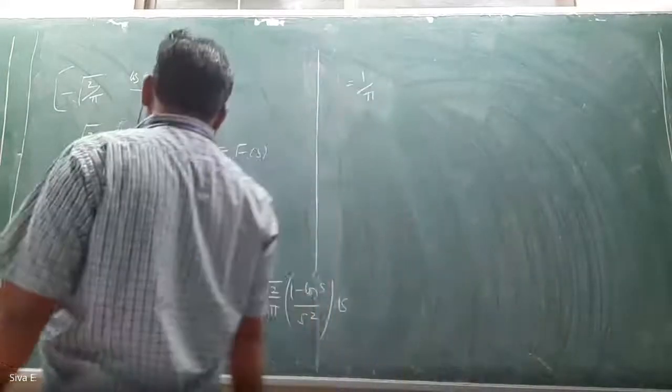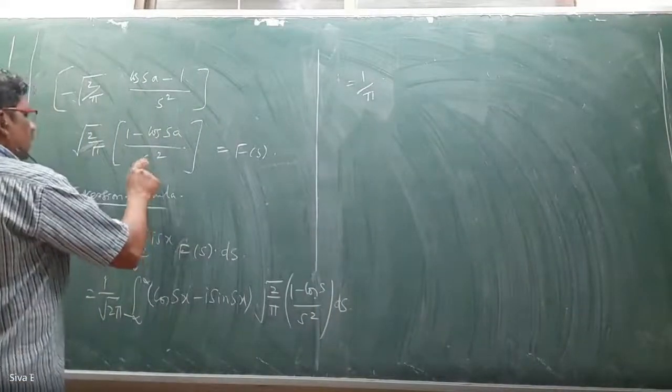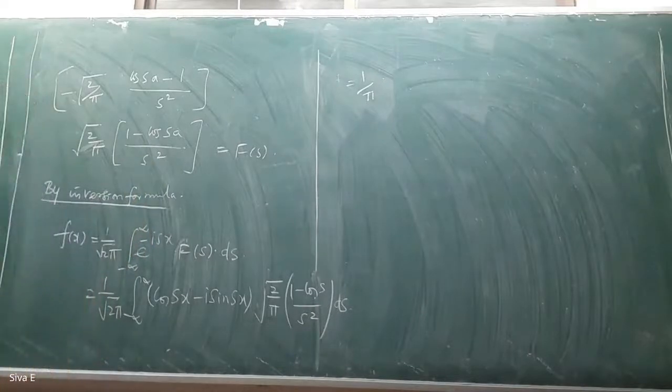Is (1 minus cos sa) by s square an even function or an odd function? Can you check that? Substituting s equal to minus s there. It is an even function.